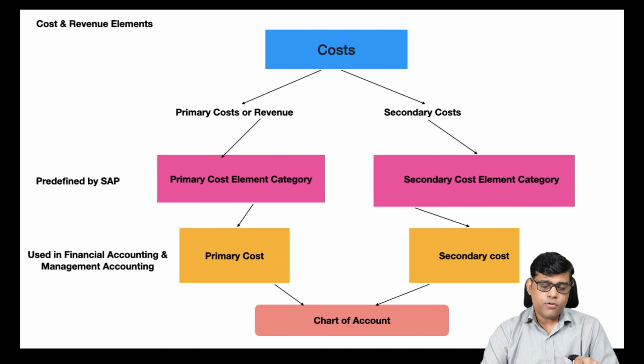Whereas in S4, both primary cost and secondary cost elements are part of the chart of accounts. That's why I have highlighted that primary cost and secondary cost are both part of your chart of accounts. But don't get confused here. Secondary cost elements are part of the chart of accounts, but that does not mean that you are going to post an expense by using secondary cost.